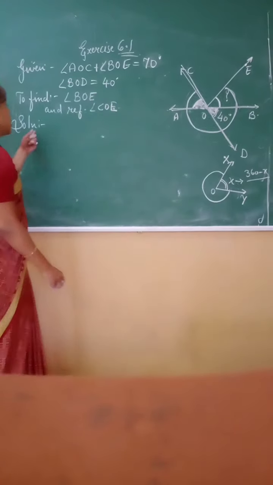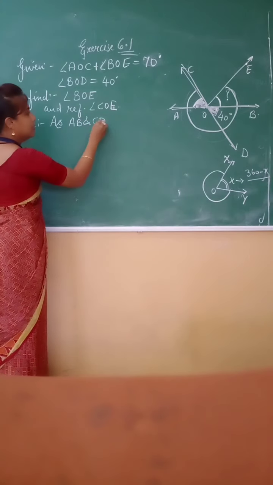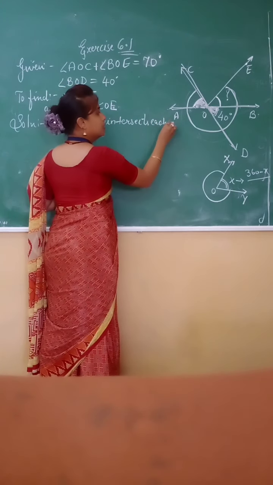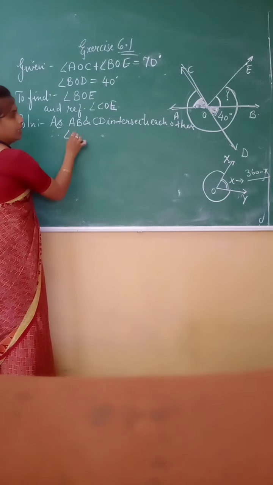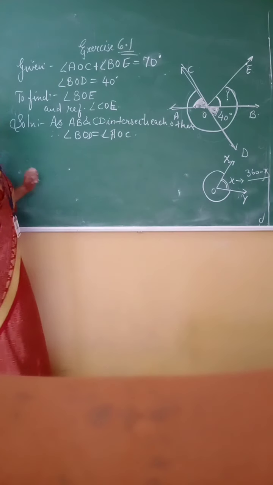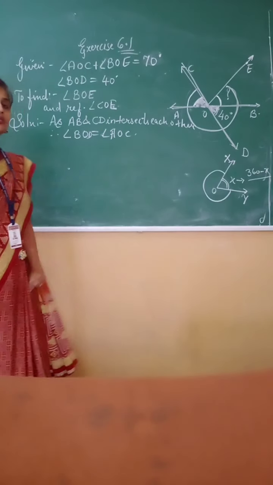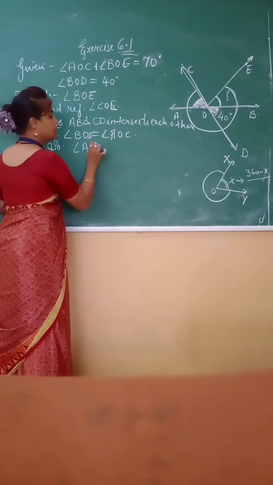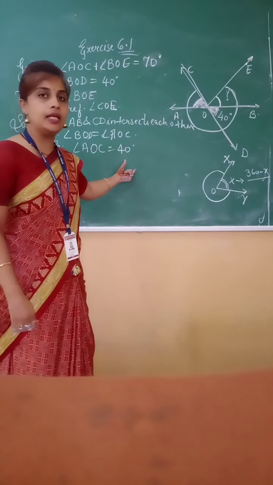The same thing. So here we can say as AB and CD intersect each other. Therefore, angle BOD is equals to angle AOC. अब what is the measure of BOD? BOD is given as 40 degree. तो AOC भी कितना हो जाएगा? Again 40 degree. So angle AOC is 40 degree. This is the measurement of angle AOC.